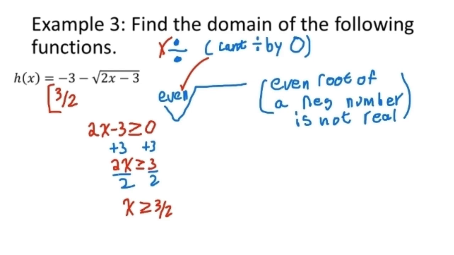So my interval will start off with a closed bracket and 3 halves, but I can plug in any number larger than 3 halves and my function will be defined. So I'll end with infinity. My domain for h of x is the interval 3 halves to infinity with a closed bracket around 3 halves.